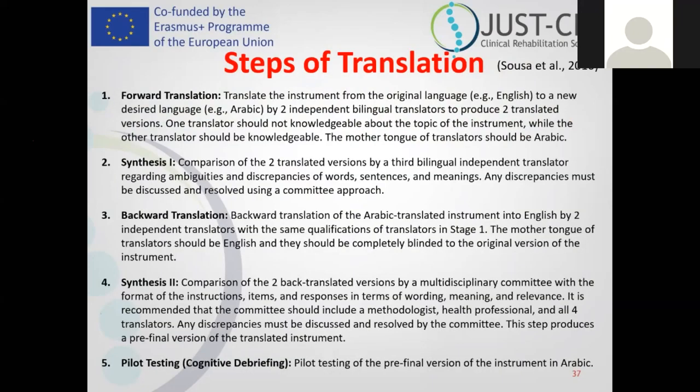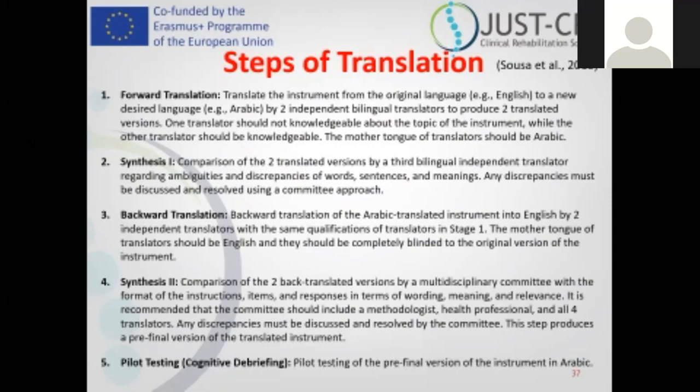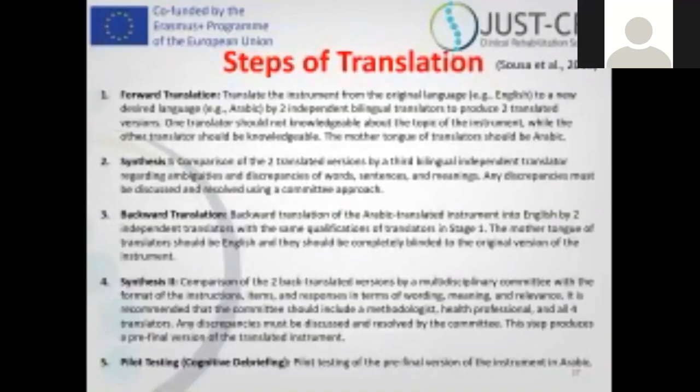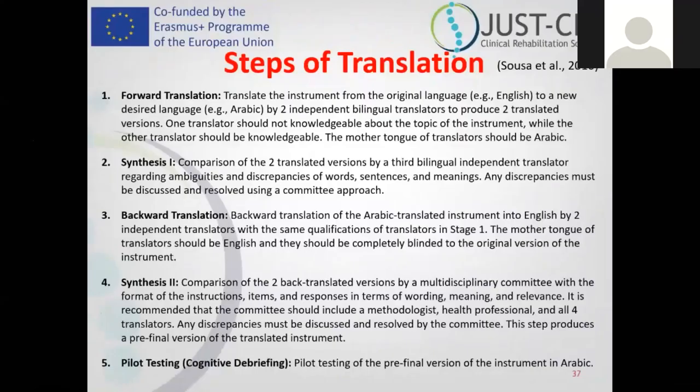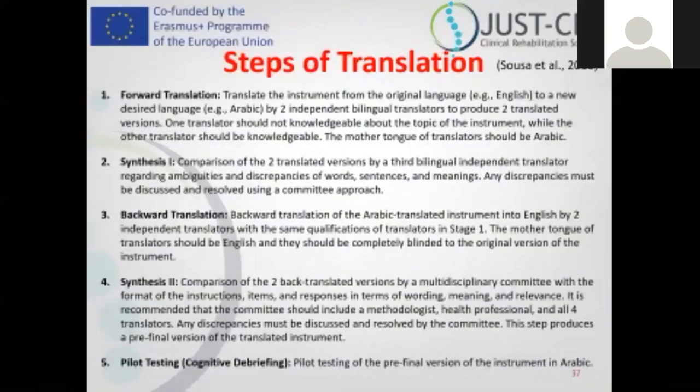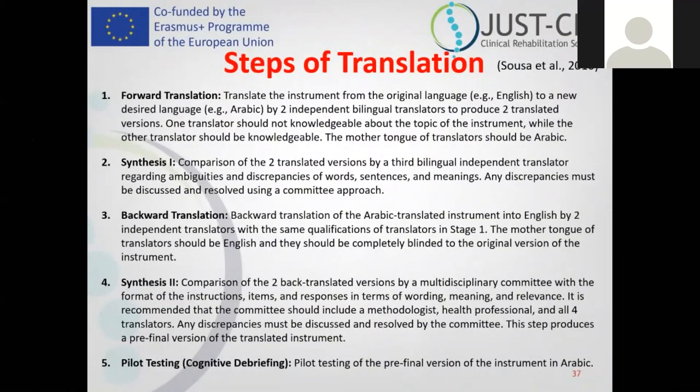Excuse me for the stacked slide about steps of translation, but I included a lot of details for any of our attendees who are interested in translating outcome measures into a different language. So the steps of translation are 5 steps.